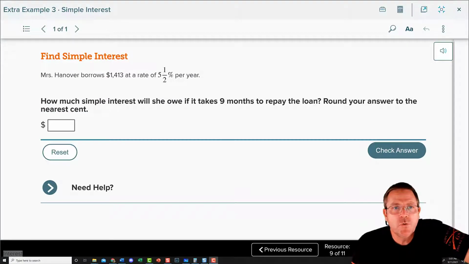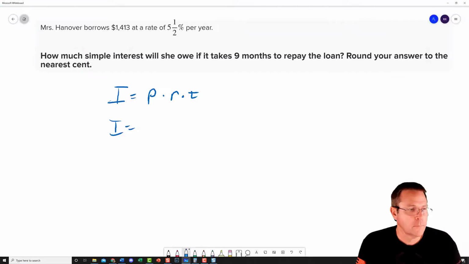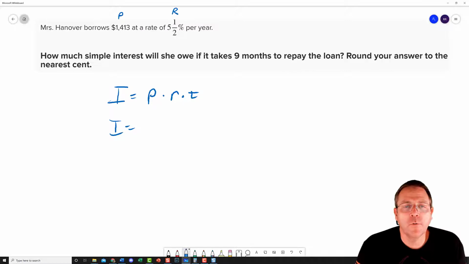Once again, it is your turn. Pause the recording, work this problem, and enjoy the last easy problem before we get to the apply problem. So Miss Hanover borrowed $1,413. That's going to be a principal at a rate of 5.5% per year, and the time is going to be 9 months.